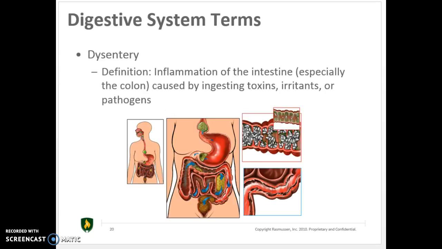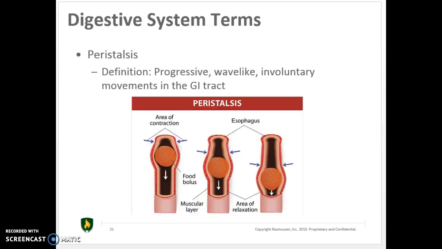The next one's probably familiar to those of you who remember Oregon Trail. Dysentery is an inflammation of the intestine. It's usually caused by some pathogen getting in and then not being able to get out. So it can be any kind of toxin or irritant, something that's just bad for you that gets stuck in the digestive tract and will cause a lot of digestive symptoms.